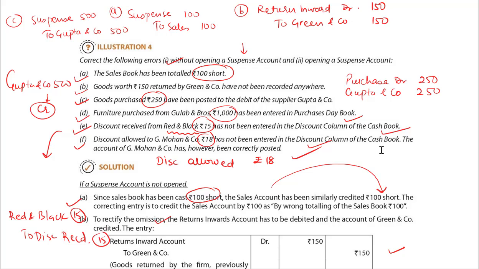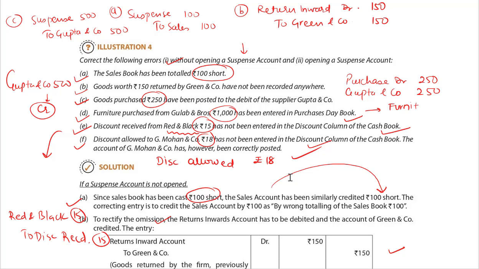Now we will do point number D. Let us read it now. Furniture purchased from Gulab and Brothers, that is 1000, has been entered in the purchase day book. So we have purchased furniture but entered it in the purchase day book. So how will we rectify that?